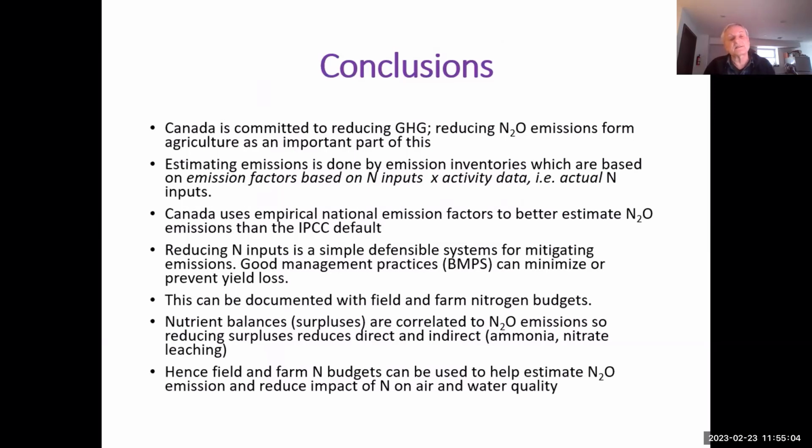And reducing N inputs is a simple, defensible system for mitigating emissions. Good management practices can minimize and prevent yield losses. And this can be documented with field and farm nitrogen budgets, and nutrient balances and surpluses are correlated with nitrous oxide emissions, so that reducing surpluses has a direct impact on estimates of nitrous oxide and leaching. And finally, the overall conclusion is that the field and farm nitrogen budgets can be used to help estimate nitrous oxide and to help manage farm nutrients for the overall benefit of the environment.